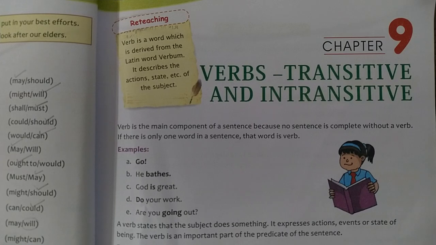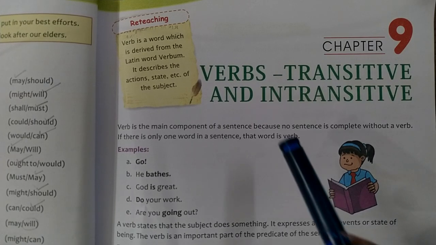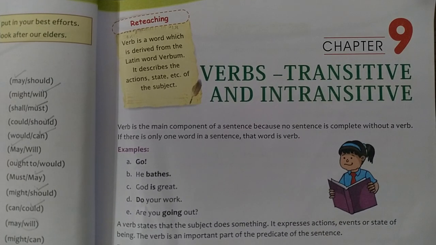Today we shall do your chapter 9 verbs, transitive and intransitive verbs from your superb English grammar book. Now as we have already learned, a verb tells us something about a subject, and we have also learned that no sentence is complete without a verb. If there is only one word in a sentence, that one word has to be a verb. Therefore, verb is the main component of the sentence.